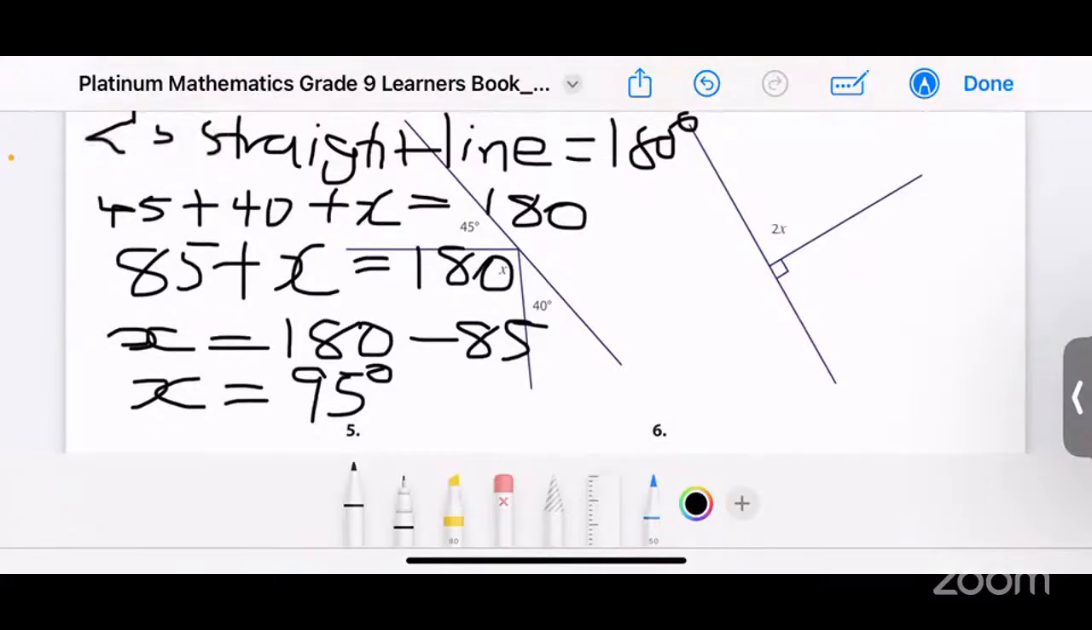Then let's look at the other one. What do you think we are supposed to do? Are you seeing number 4? Yes, ma'am. What do you think we must do there for us to get the value of X?